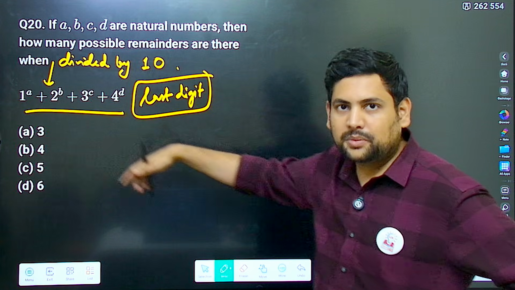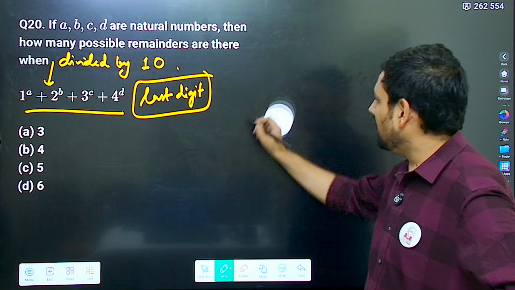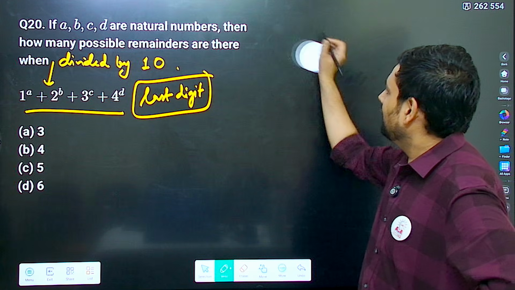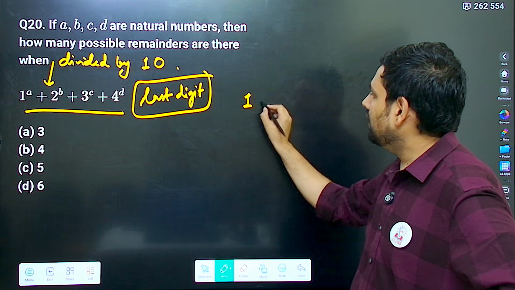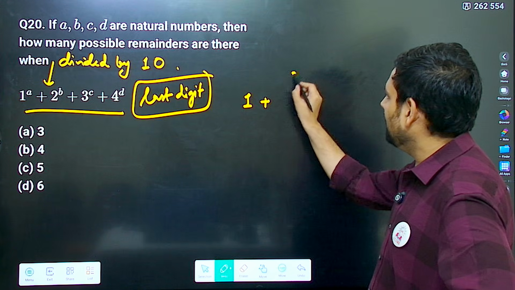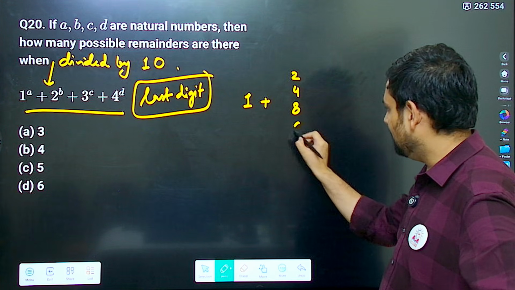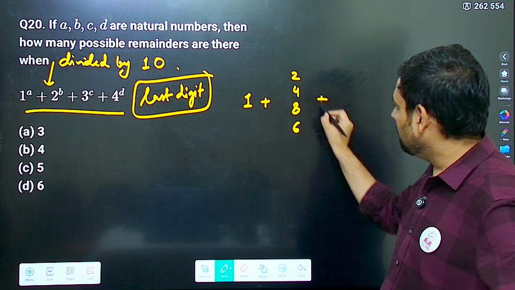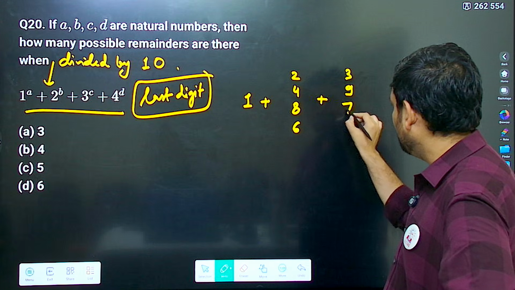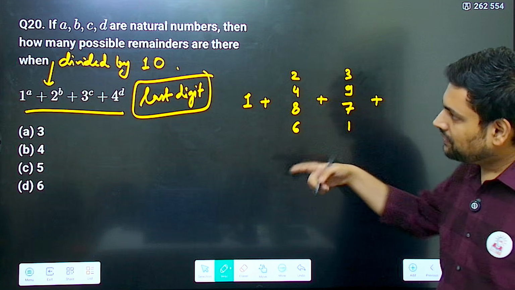Now, what are the possibilities? 1 power anything is 1. So from here you will always get 1 as the last digit. But from 2, what are the possibilities? What can be the last digit? The last digit can be 2, 4, then 4 twos are 8, then 16, that is 6. 4 possibilities. Then plus 3. What are the possibilities? 3, then 9, then 27, so 7, and then 1. Correct? Then last, 4 power d.